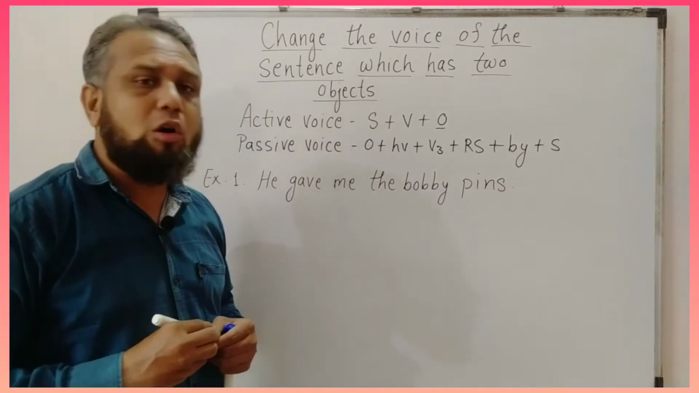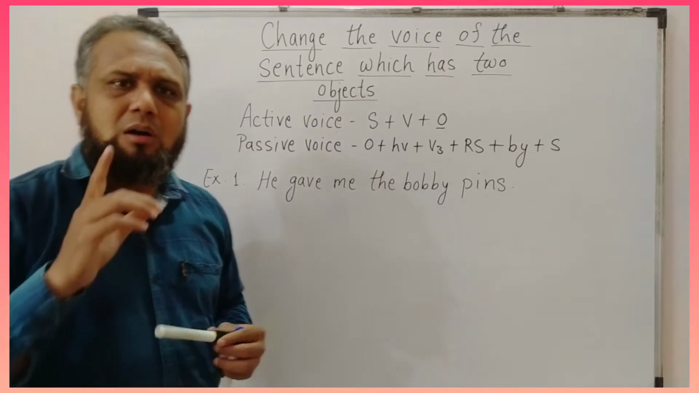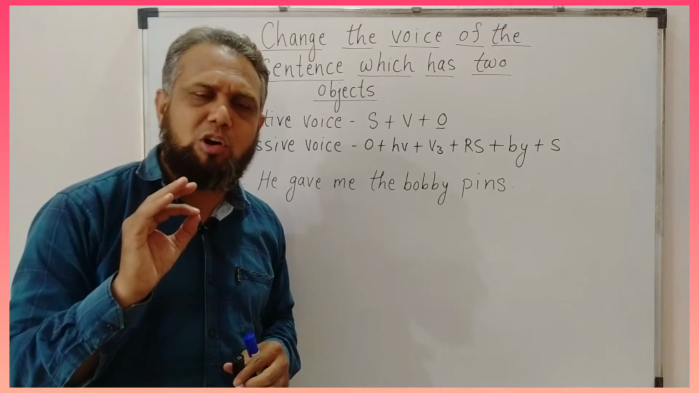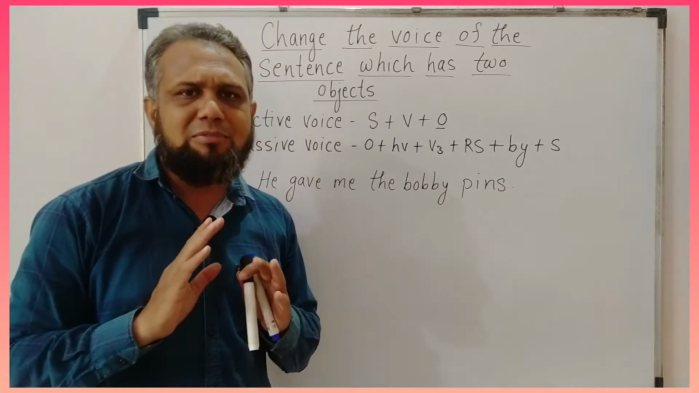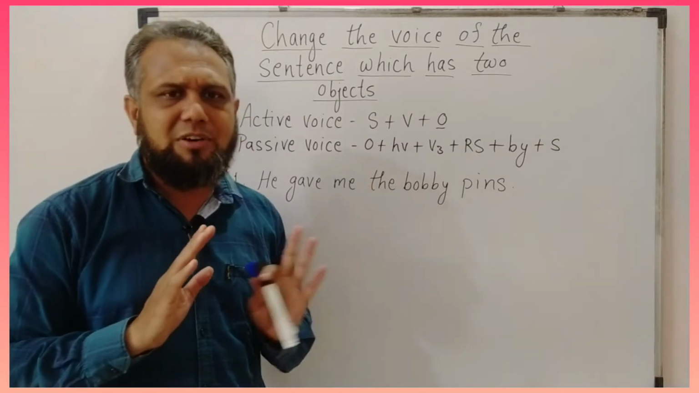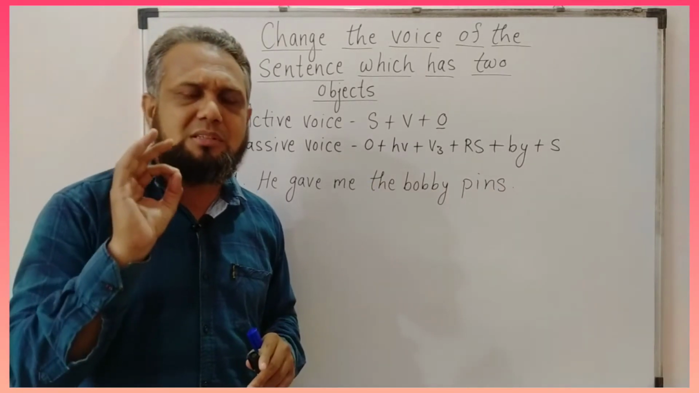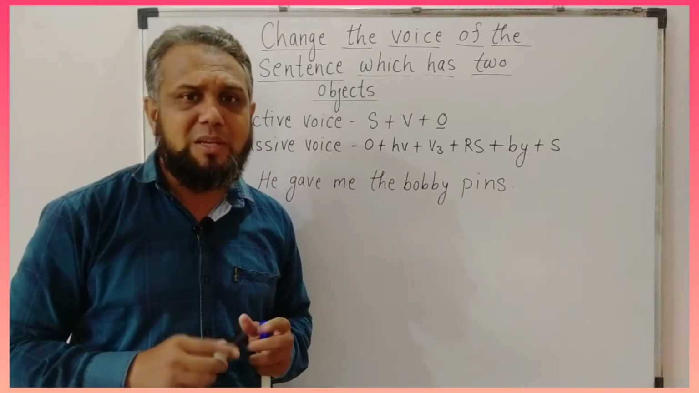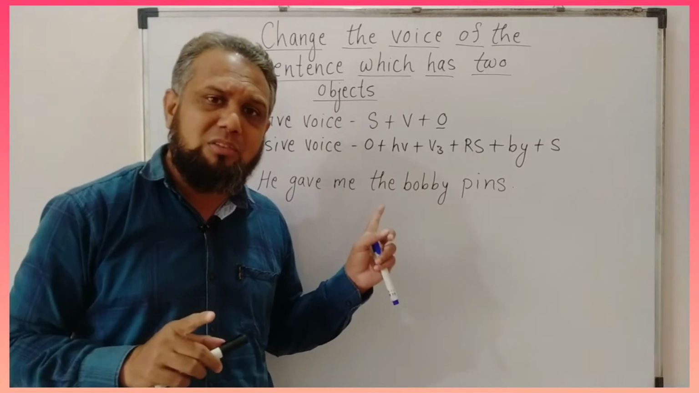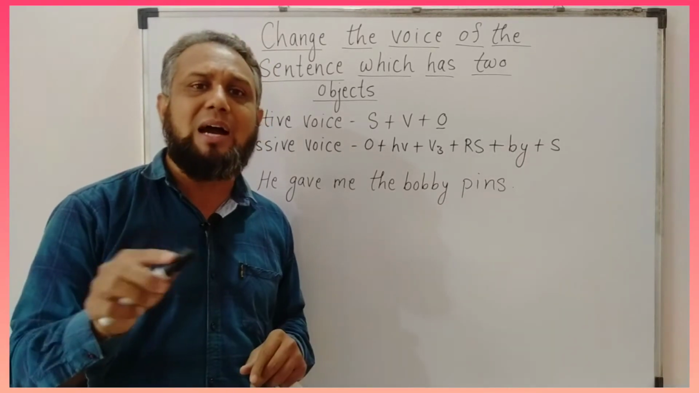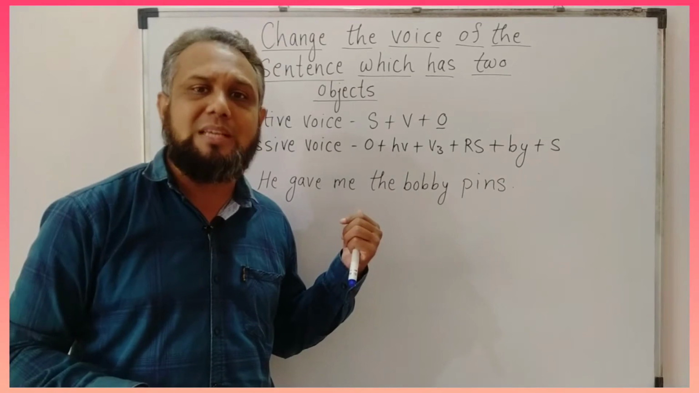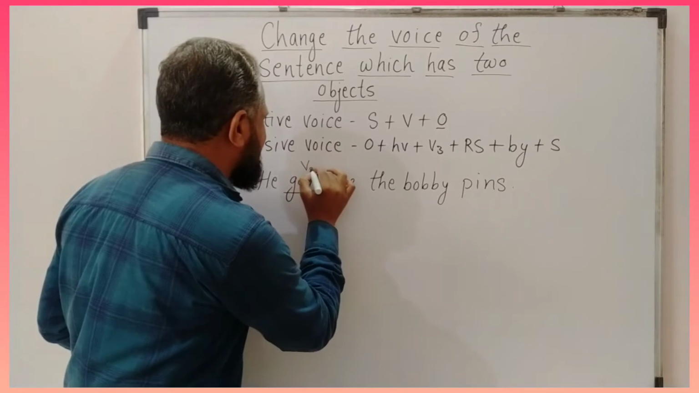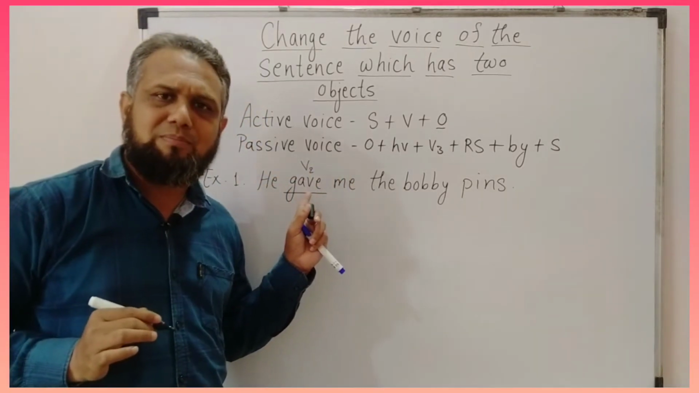Now there are two objects in the sentence. So friends, remember one thing: if you are going to change the voice of any sentence, forget about the type of the sentence, forget about its tense, just concentrate on the verb and pick out the verb first of all. That verb will help you to identify the type of the sentence and its tense. So the verb is gave, and gave is in the second form of verb.